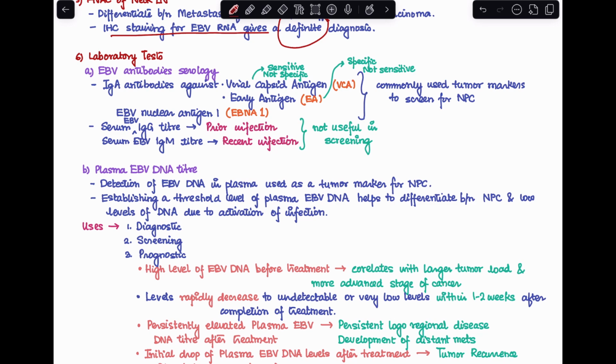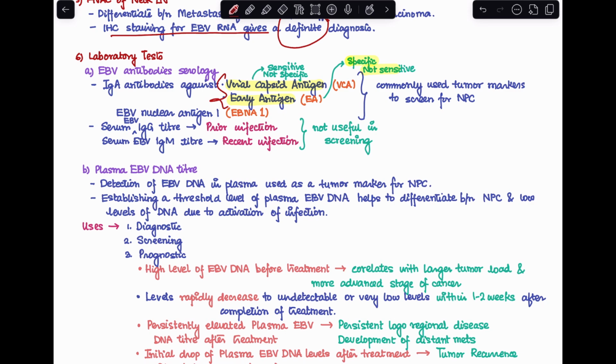Now, there are certain lab tests related to Epstein-Barr virus that we can perform over here. So, the first one is Epstein-Barr virus antibody serology. So, we can find IgA antibodies against two antigens. One is the viral capsid antigen and one is early antigen. Now, the viral capsid antigen is sensitive but not a specific tumor marker, whereas early antigen is specific but not a sensitive tumor marker. So, these two are actually very commonly used tumor markers that we use in order to screen for nasopharyngeal carcinoma cases.